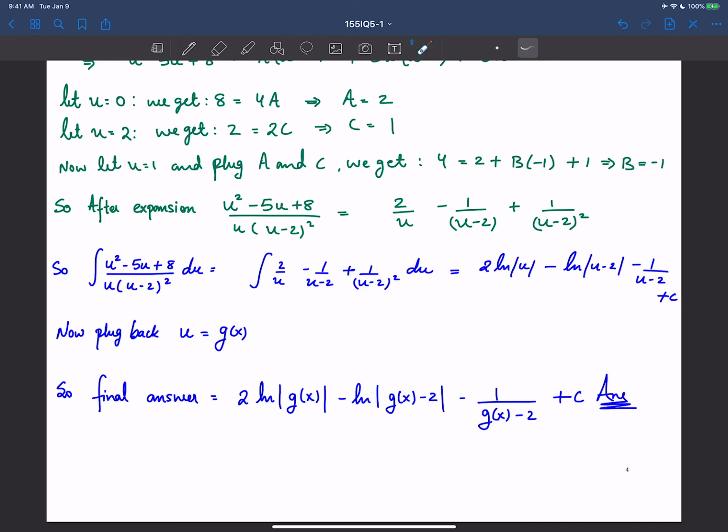So the final answer here will just be 2 times ln of g of x, because g of x goes there, minus ln of g of x minus 2, minus 1 over g of x minus 2, plus c, of course. And that's how you solve the very last one.